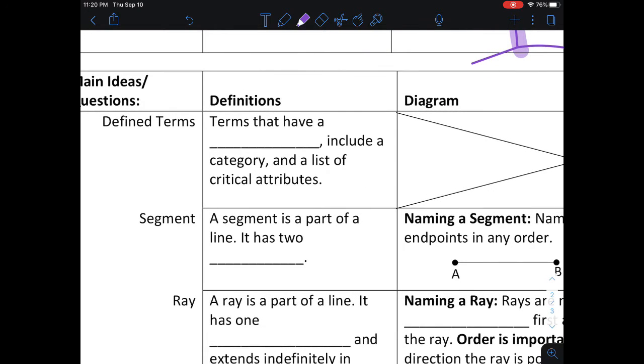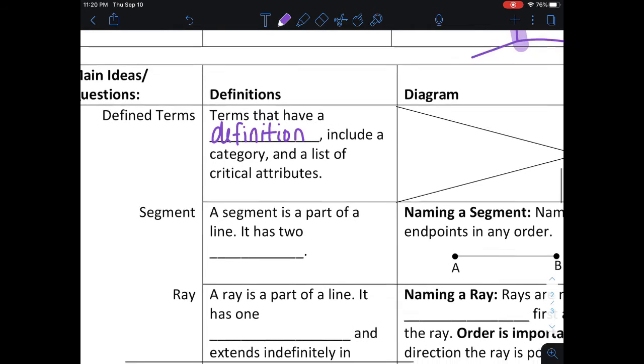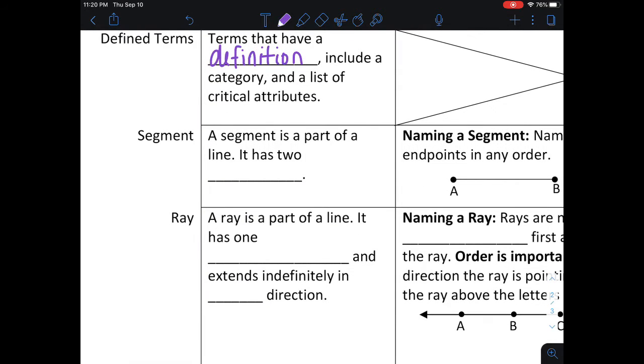Okay, now let's talk about some defined terms. Defined terms are going to use undefined terms to help define them. Defined terms are terms that have a definition. A segment is going to be our first defined term. A segment is a part of a line that has two endpoints. So you've got an endpoint, a segment, and another endpoint.